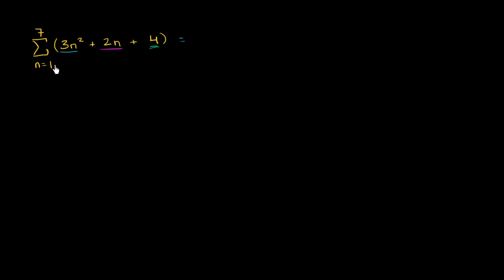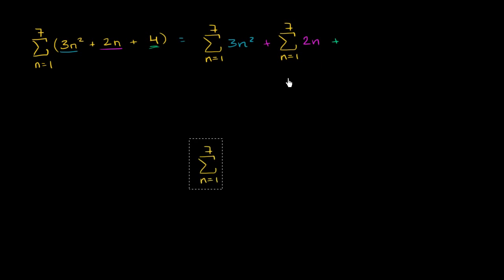But I view this as an opportunity to look at some properties of sigma notation. So let's split this out. The first thing that you might say is, well, if I were to sum up all of these, when n equals 1 and then n equals 2 all the way to n equals 7, it's reasonable that this is going to be the same thing as the sum of 3n squared from n equals 1 to 7, plus the sum from n equals 1 to 7 of 2n, I should say, that right over there, plus the sum from n equals 1 to 7 of 4.